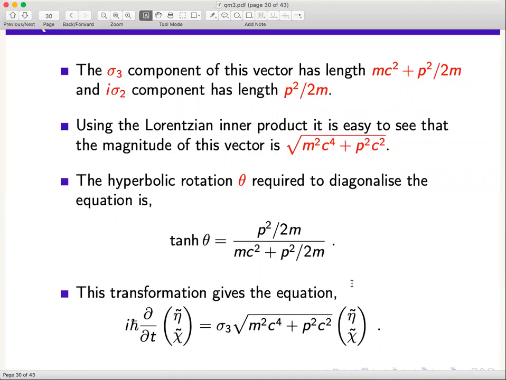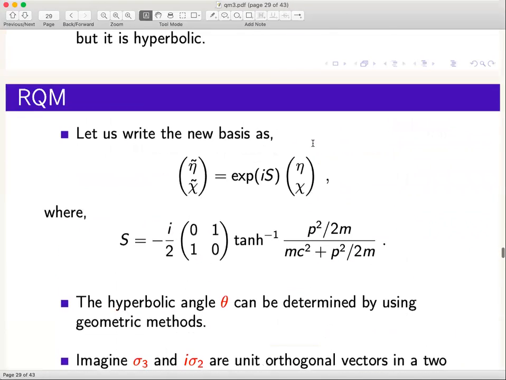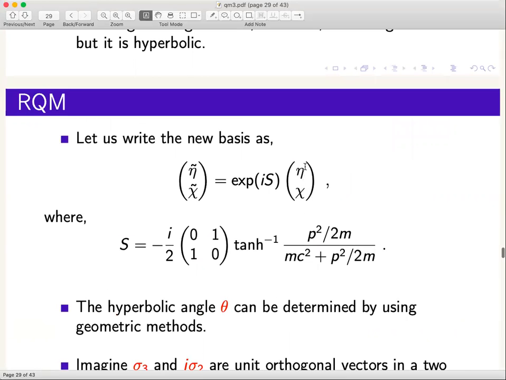Not like in space-time. Not at all. In fact, I want to rotate eta and chi, and eta and chi rotation is a Lorentz boost. So it is not a t, x, y, z Lorentz transformation, but it is a Lorentz transformation in the wave function space.